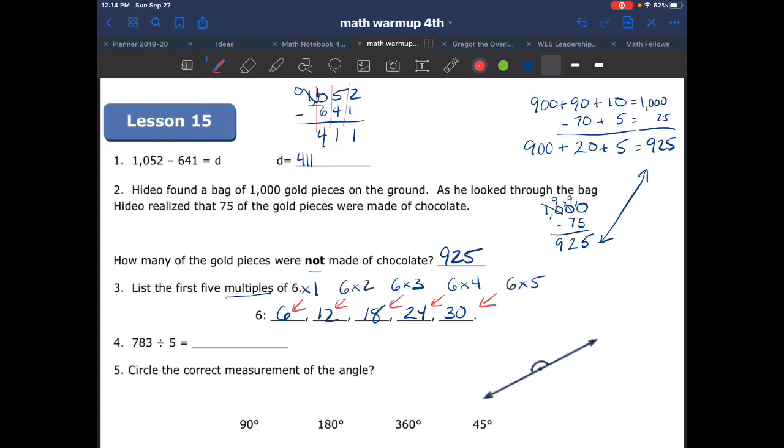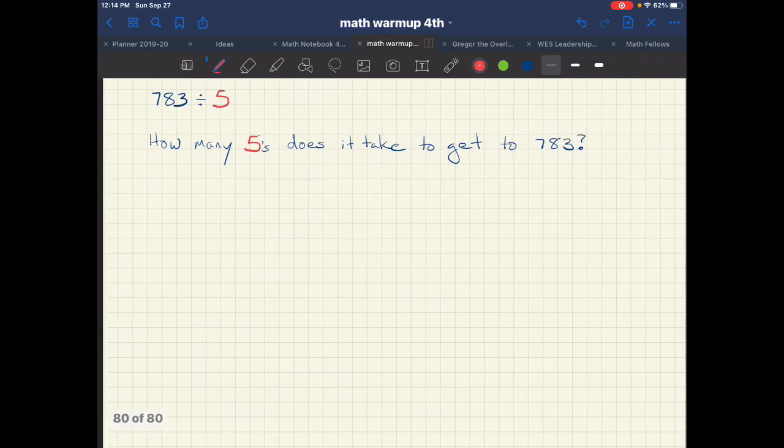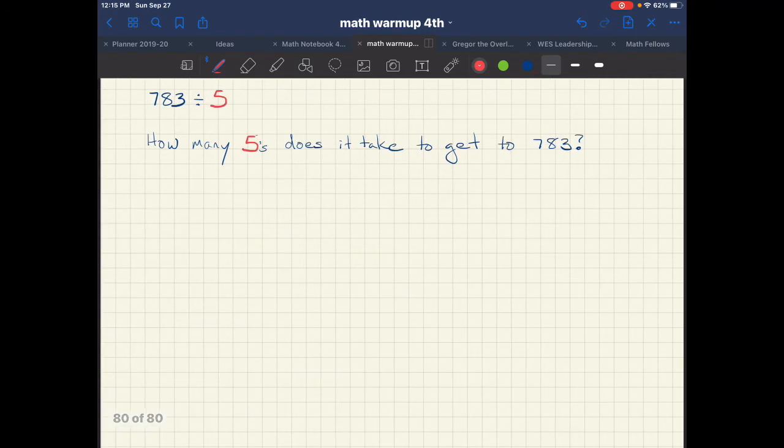Okay, 783 divided by 5. I needed more room. I need another piece of paper. So here we go. 783 divided by 5. What you need to keep in mind here is that what this means is how many 5s does it take to get up to 783. We don't need to get all worked up about the specific method. We just need to understand what's happening here. How many 5s does it take? How many 5s do we need to get all the way up to 783?